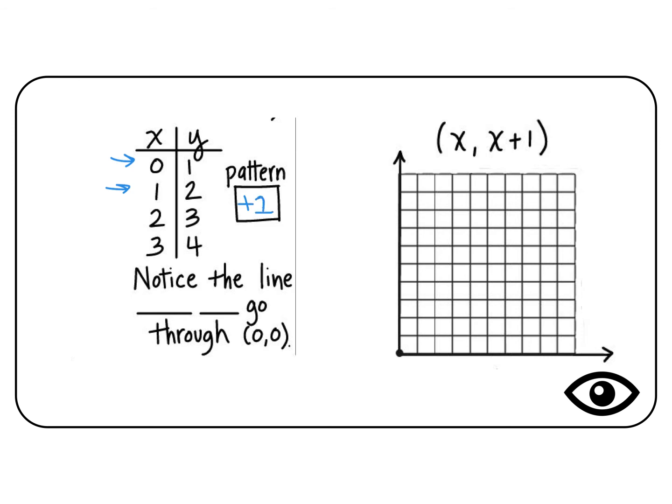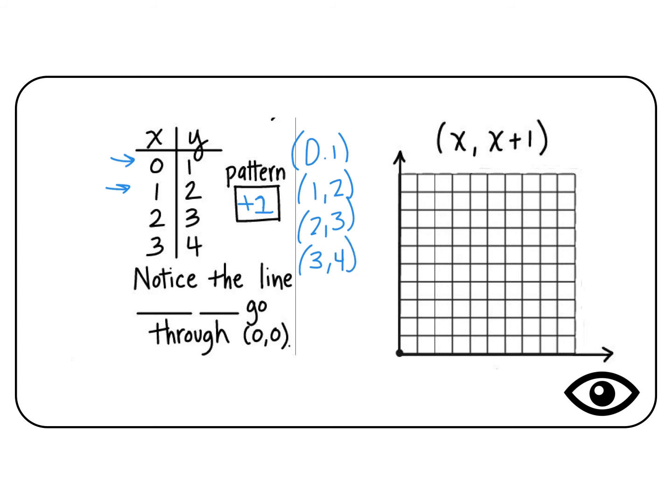Now we can take our X and our Y and make them into ordered pairs. So my first ordered pair would be 0, 1. Then I would have 1, 2. Then 2, 3. Then 3, 4.